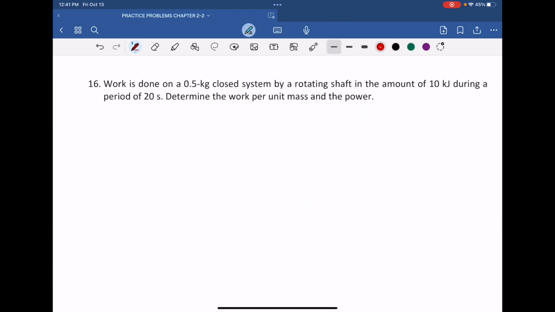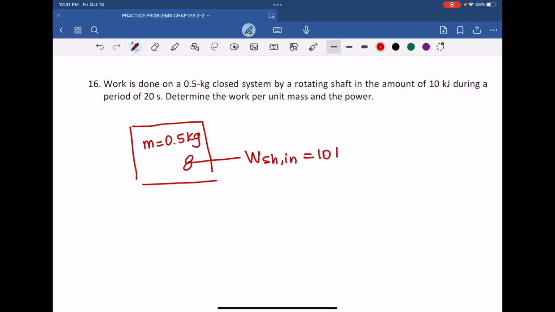Work is done on a closed system. The mass of the closed system is 0.5 kilogram, by rotating a shaft in the amount of 10 kilojoules. The time is 20 seconds. Determine the work per unit mass, which is work over mass, and the power, which is work per time.